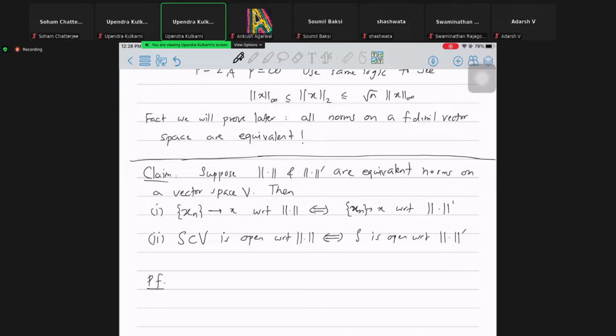Let's prove the statement for convergence. Let us suppose that, remember, the two norms are equivalent. So I have these constants alpha and beta, such that alpha times the prime norm of y is at most the norm of y, which is at most beta times the prime norm of y. And this is true for all y in V.